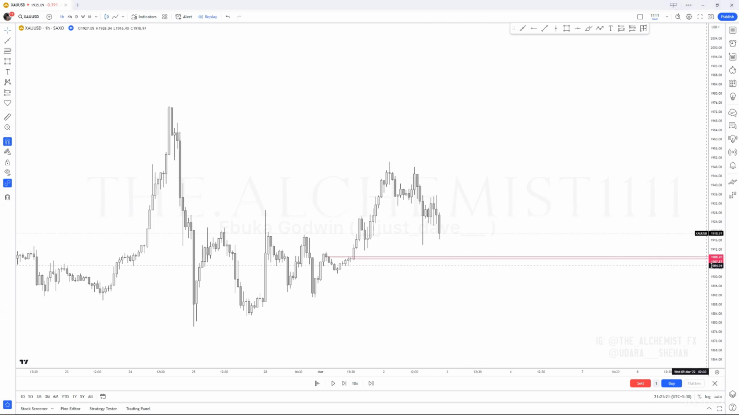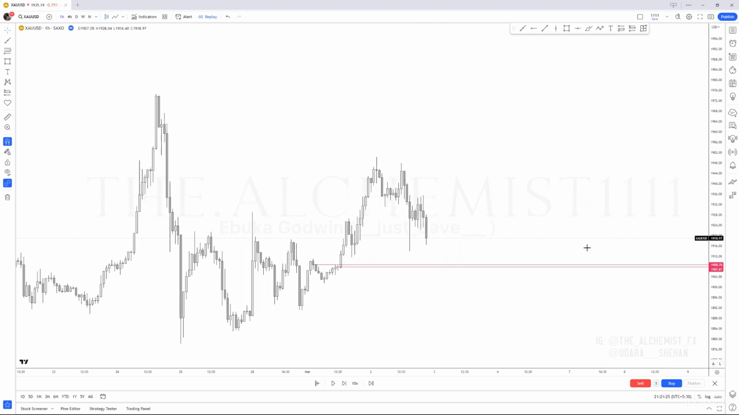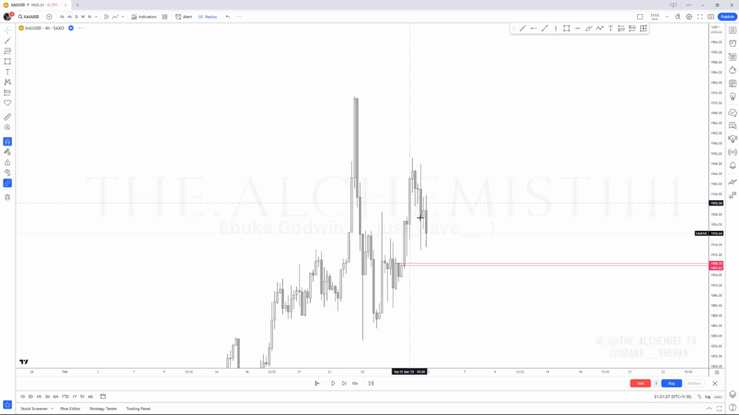I'll show you, because this has a very high win rate. This setup, I'll show you all that. But let's just stick to what's happening for now. I actually have one more question also.